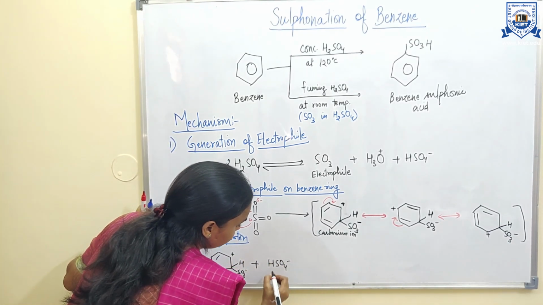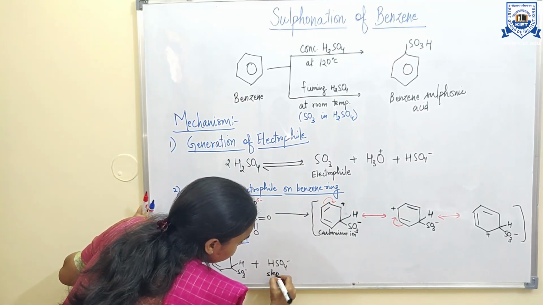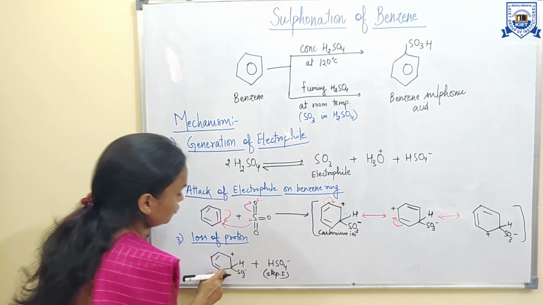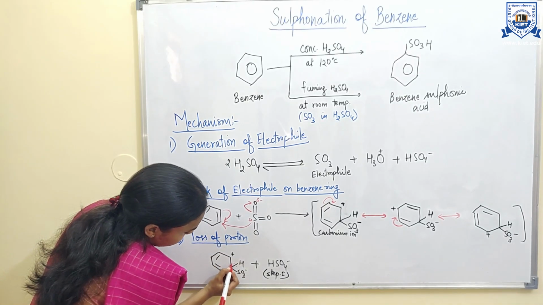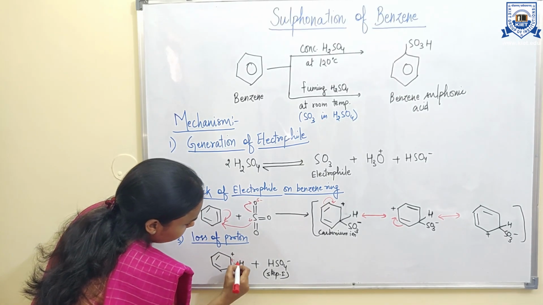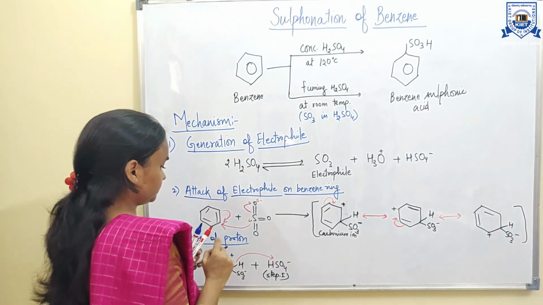The HSO4 negative ion from step 1 will accept the proton from this intermediate. The proton loses its electron pair, which will donate here, and this proton will be accepted by this HSO4 ion.